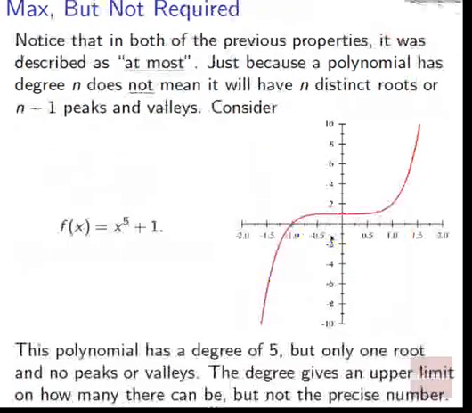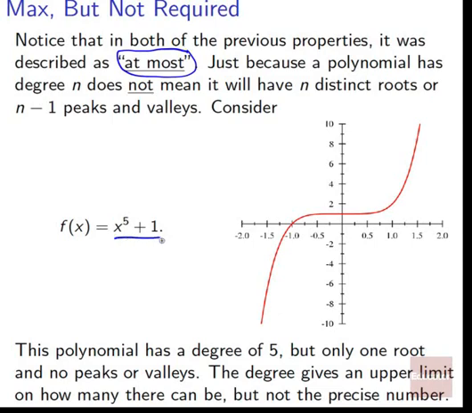Notice that in both of the previous properties, it was described as at most, right? Just because a polynomial has degree n does not mean it will have n distinct roots or n minus 1 peaks and valleys. We aren't necessarily going to have that many. It's just that we can have up to that many. Consider f of x equals x to the 5th plus 1. This graph looks like this. But from this graph, we can see clearly we've only got one root, and no peaks or valleys. The degree gives an upper limit on how many there can be, but it doesn't tell us how many there will be. It just says the maximum is this, but you could definitely have fewer.